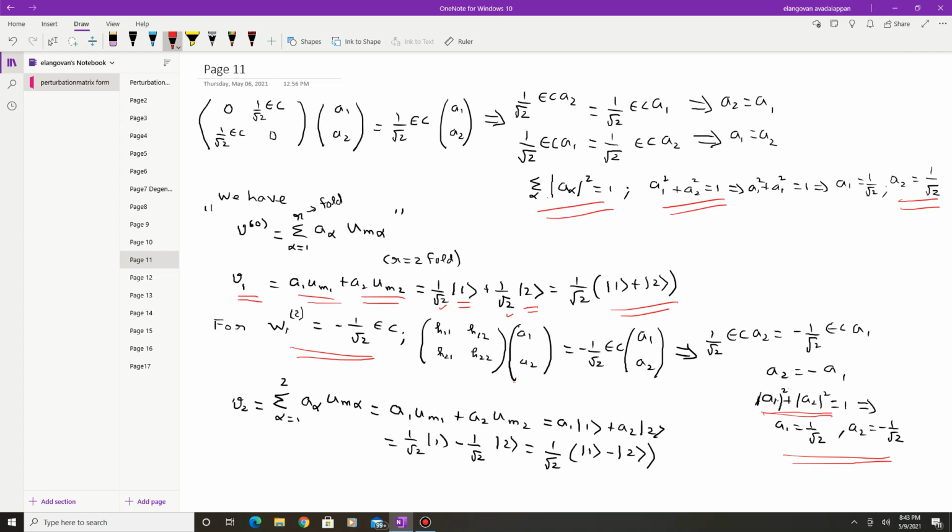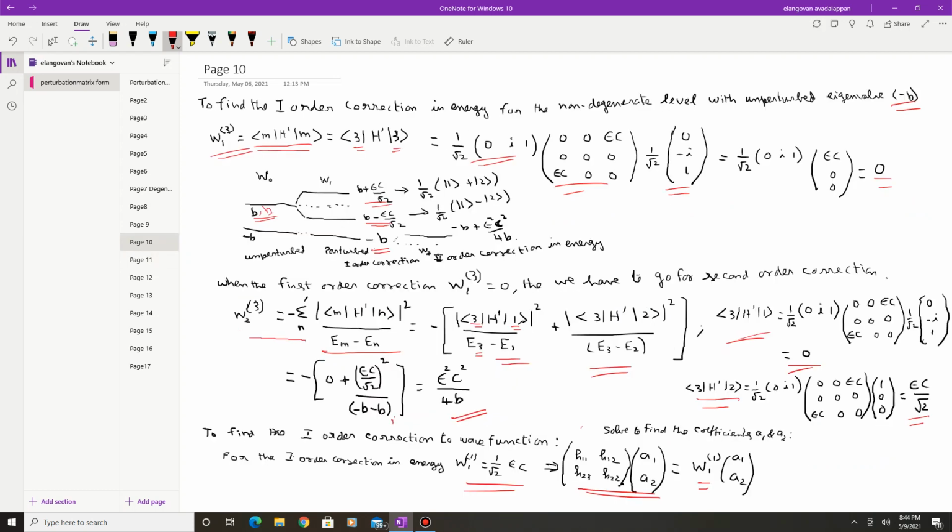So for this state, the wave function is A1 times |1> plus A2 times |2>. This is ket vector 1, this is ket vector 2. A1, A2 are 1 by root 2 and minus 1 by root 2. 1 by root 2 is taken as a common term. Therefore, if you write it down here, this is the wave function corresponding to this level, and this is the correct wave function corresponding to this one.